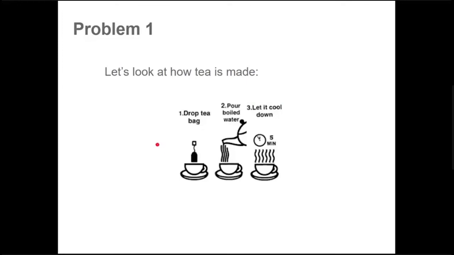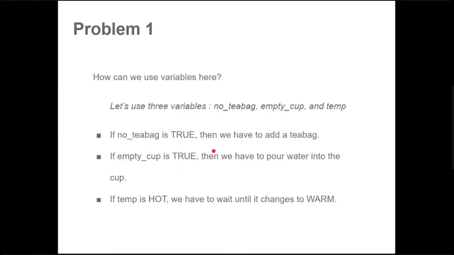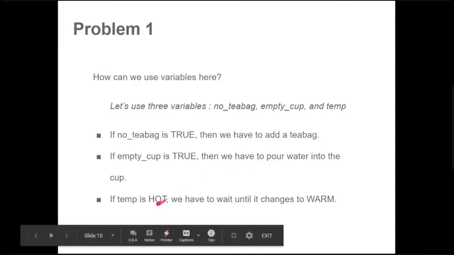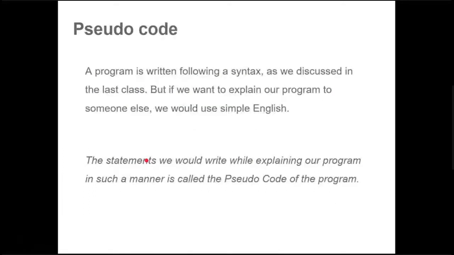So with respect to the process of making tea, if no tea bag is true, that is, if we have not yet added a tea bag, then we have to add a tea bag. If empty cup is true, then we have to pour water into the cup. And if the temperature is hot, we have to wait until it changes to warm. So this is just an example of how we can use variables in even an everyday life process.